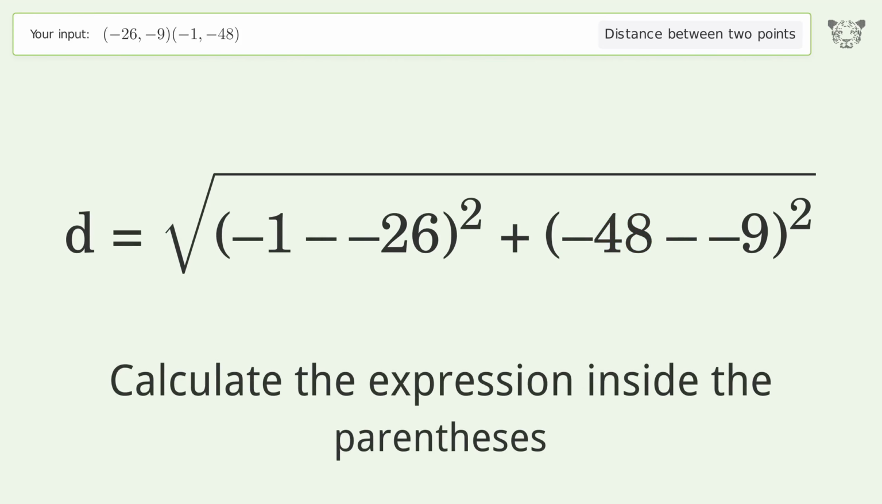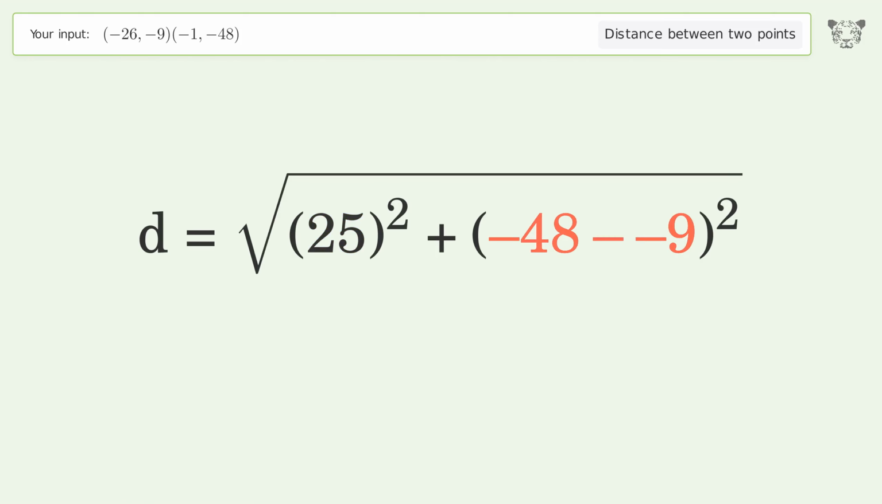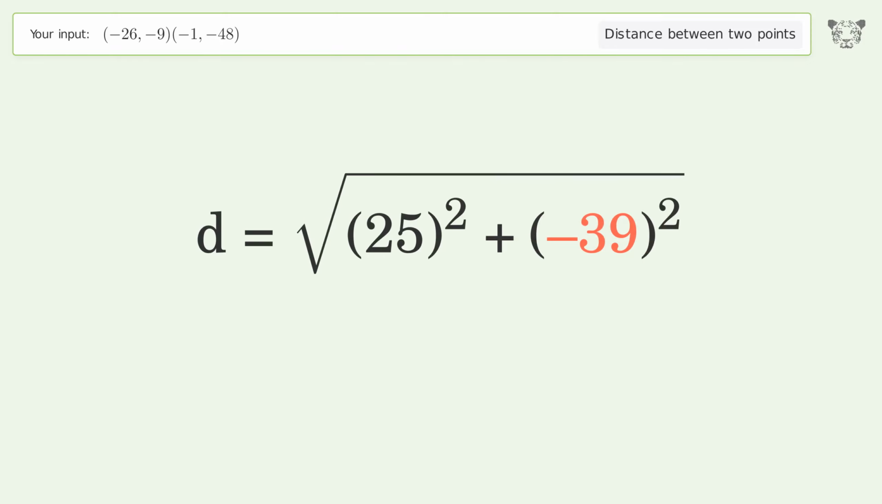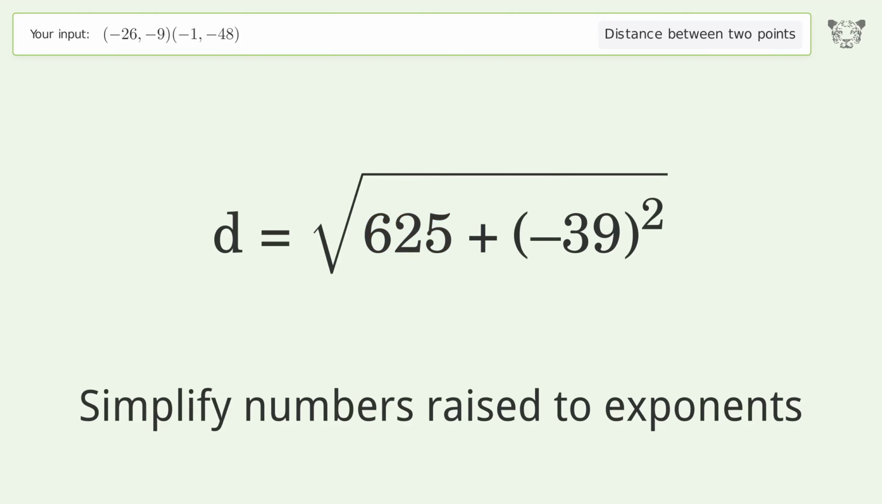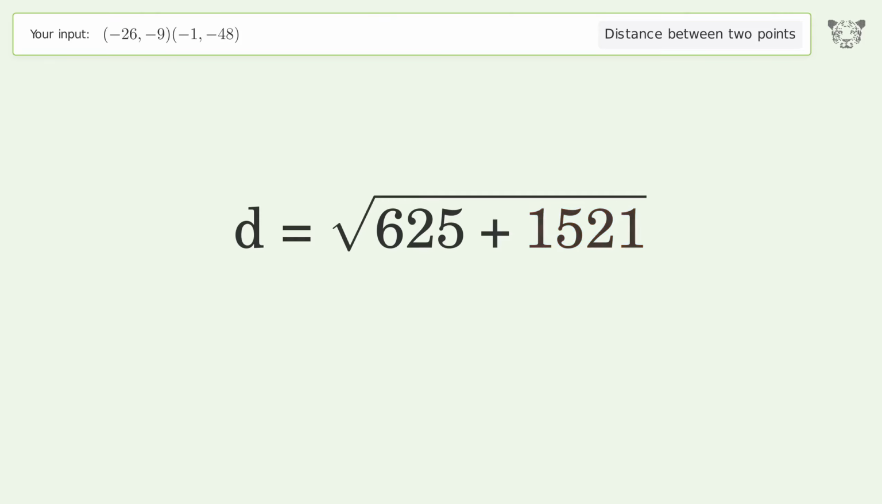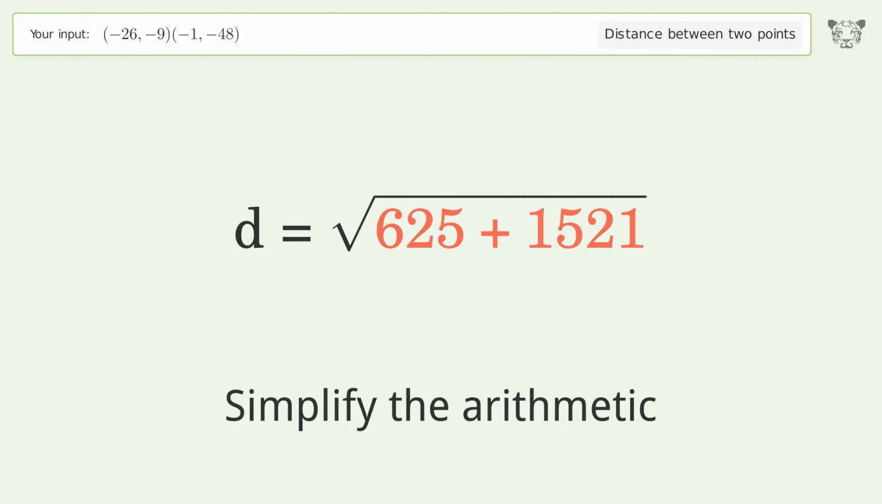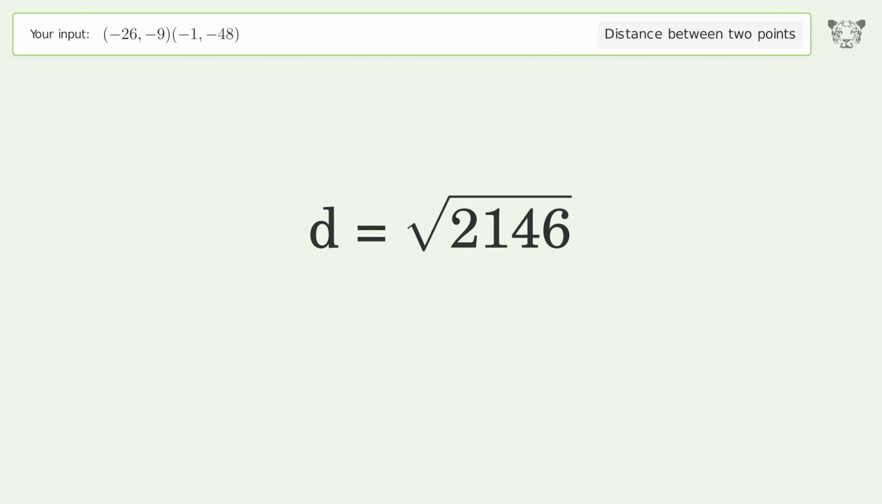Calculate the expression inside the parentheses. Simplify numbers raised to exponents. Simplify the arithmetic. And so the distance between the 2 points is the square root of 2,146, or 46.325.